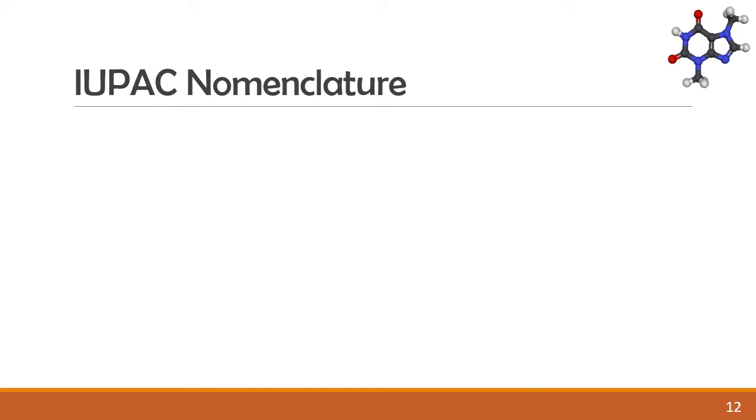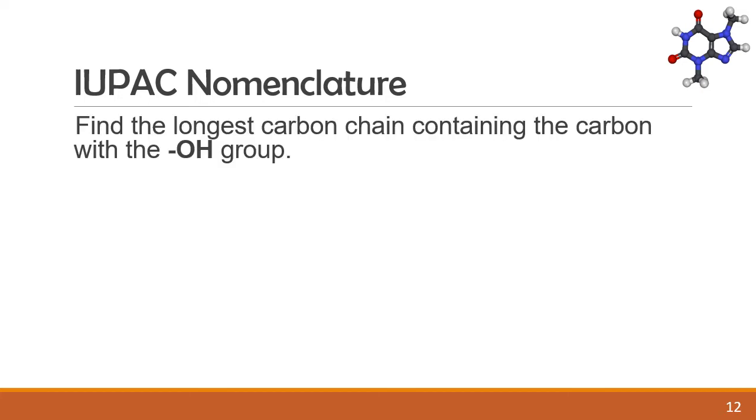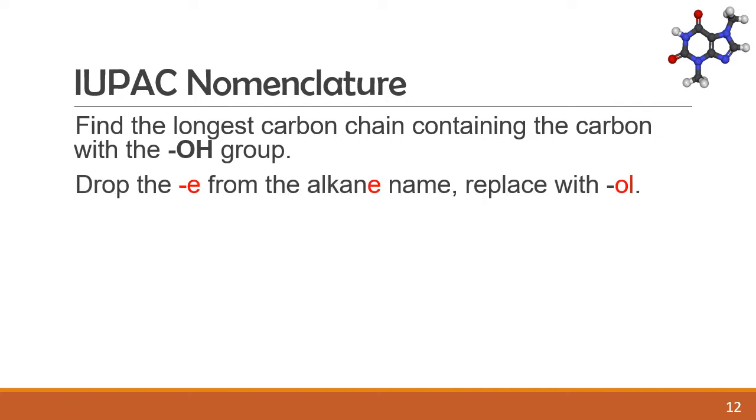Naming alcohols follows the same IUPAC nomenclature system as saturated and unsaturated hydrocarbons. First, we have to find the longest carbon chain containing the carbon with the OH group. When naming alcohols, we simply drop the E from the alkane name and replace it with -ol. For example, when methane becomes an alcohol, the name changes to methanol.